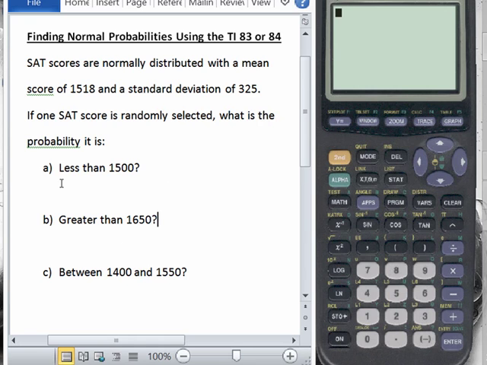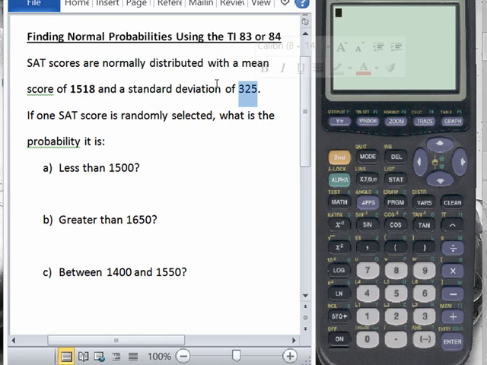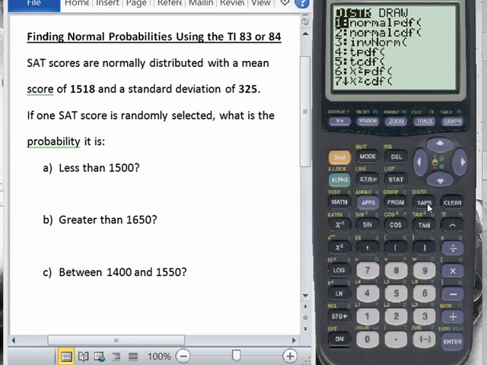So let's look at the first one. We want to know the probability it is less than 1500. Just note here, we have a mean score of 1518, and we have a standard deviation of 325. So to find this probability that the score we select is less than 1500, we go to second and vars, and you see all of these distributions come up because second vars is distribution. We scroll down to normal CDF. That's the cumulative distribution function for normal. So we don't use PDF, we use CDF.